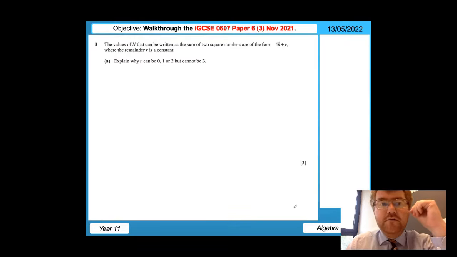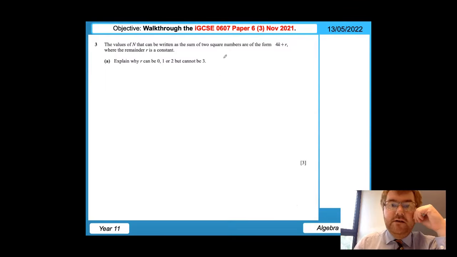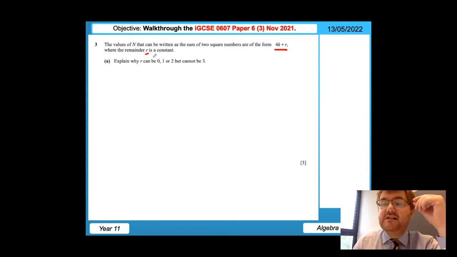Okay, and on to question 3, so taking our understanding a little bit further here, the values of n that can be written as the sum of two square numbers are of the form 4k plus r, where the remainder r is a constant. And this is the crucial thing about this paper, using questions 1 and 2 to help you with this one. So explain why r can be 0, 1 or 2, it cannot be 3.